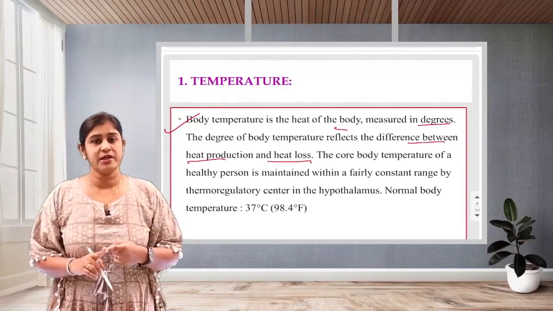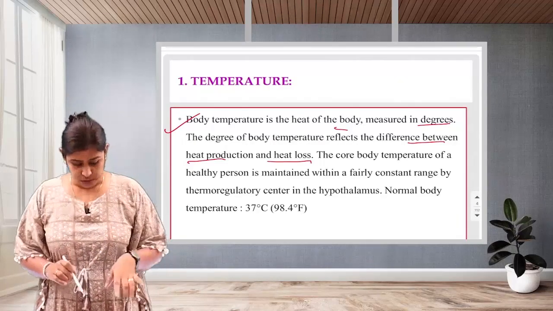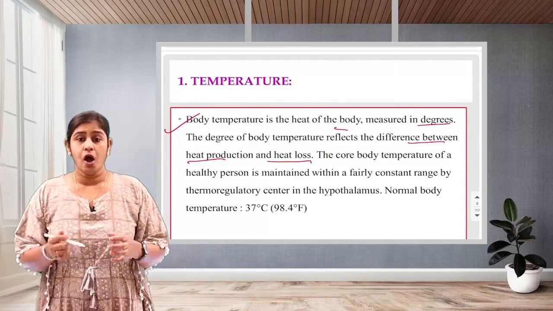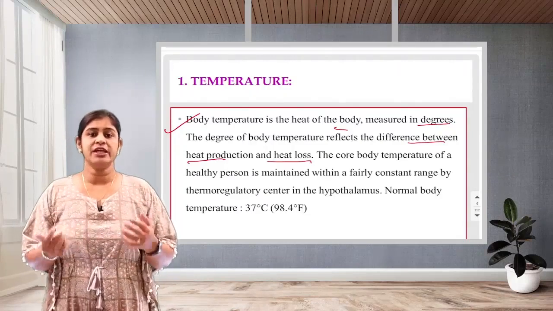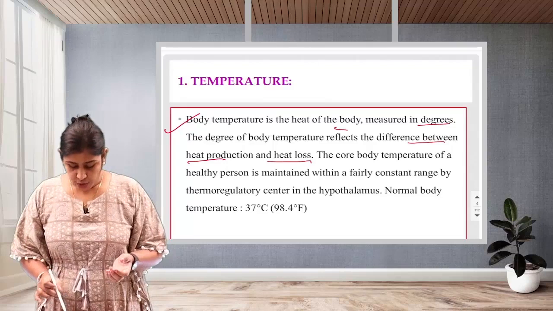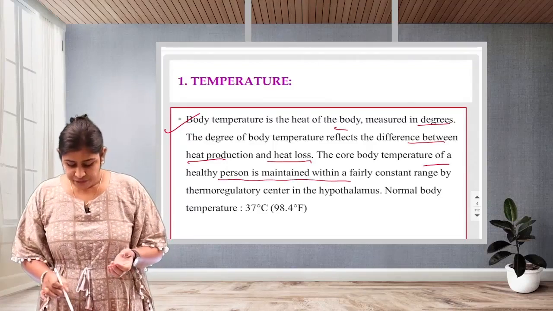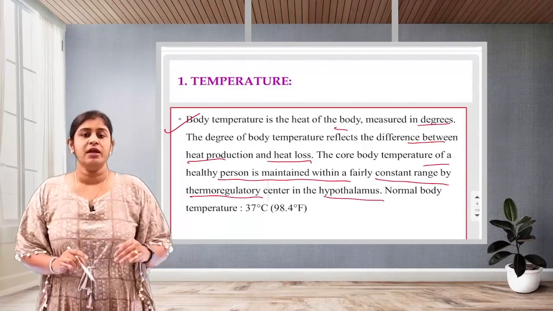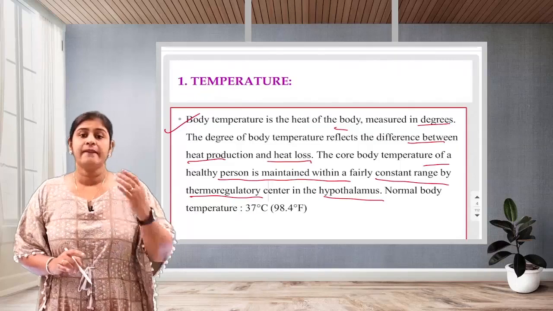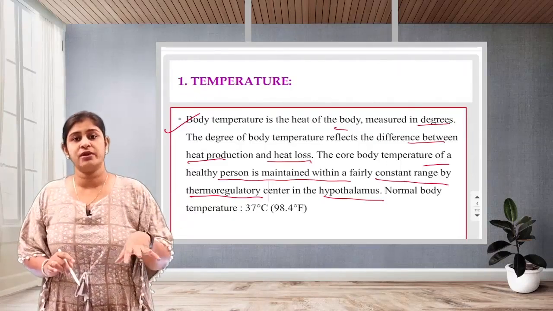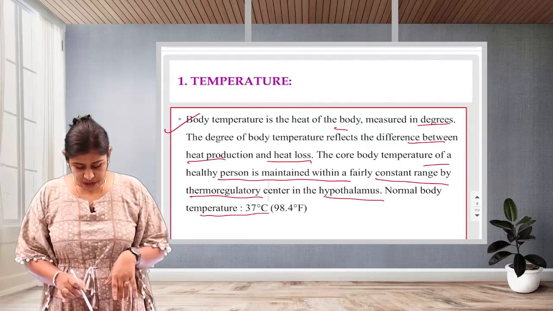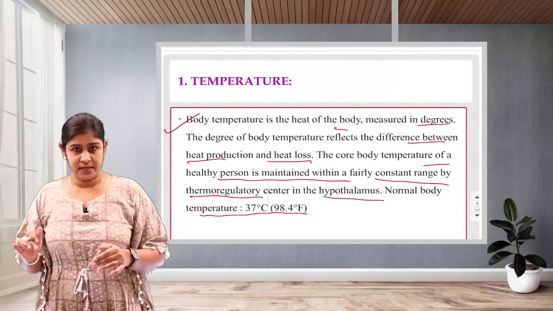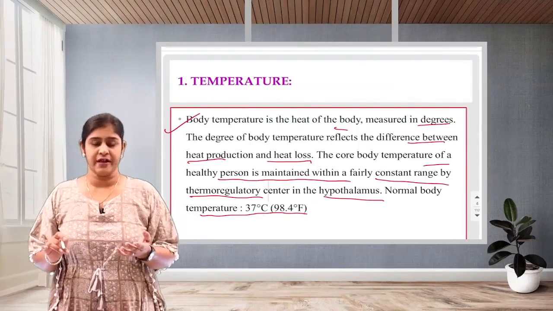How is body temperature measured? It can be measured in degrees Celsius, and also in Fahrenheit. The degree of the body temperature reflects the difference between heat production and heat loss: how much heat has been produced and how much has been lost from our body. The core body temperature of a healthy person is maintained within a fairly constant range by the thermoregulatory center in the hypothalamus. Normal body temperature is 37 degrees Celsius, which is 98.4 degrees Fahrenheit.